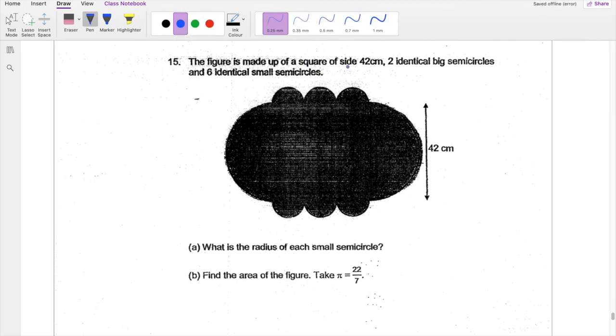Question 15. The figure is made up of a square of side, okay, side is 42, right? 2 identical big semicircles and 6 small semicircles, right? What is the radius of each small semicircle? Well, it's very straightforward. We see that for the 3, the total length is 42, right? We divide by 3, which is the diameter. Then we divide by another 2, then we get the radius. So we divide by 6, 7. So the radius of this one is 7.